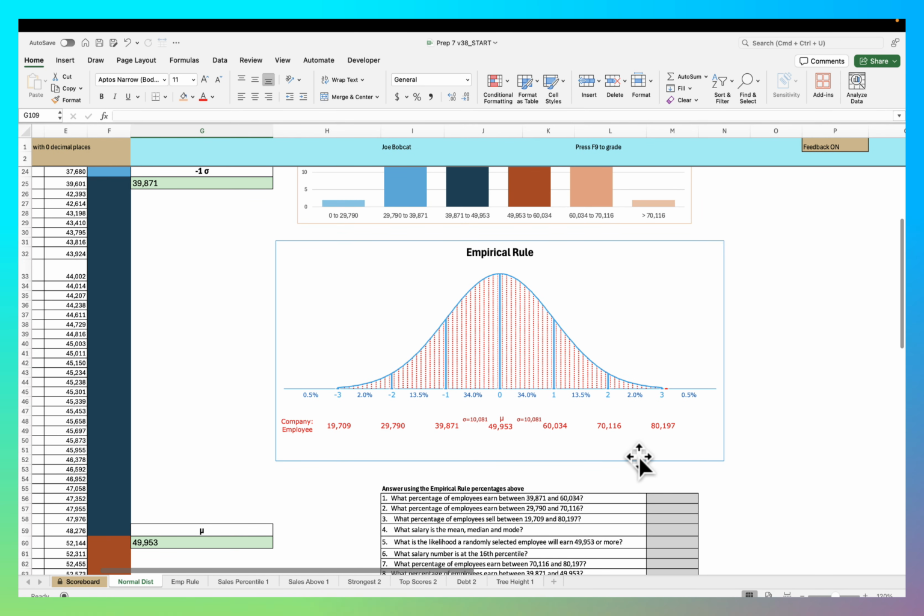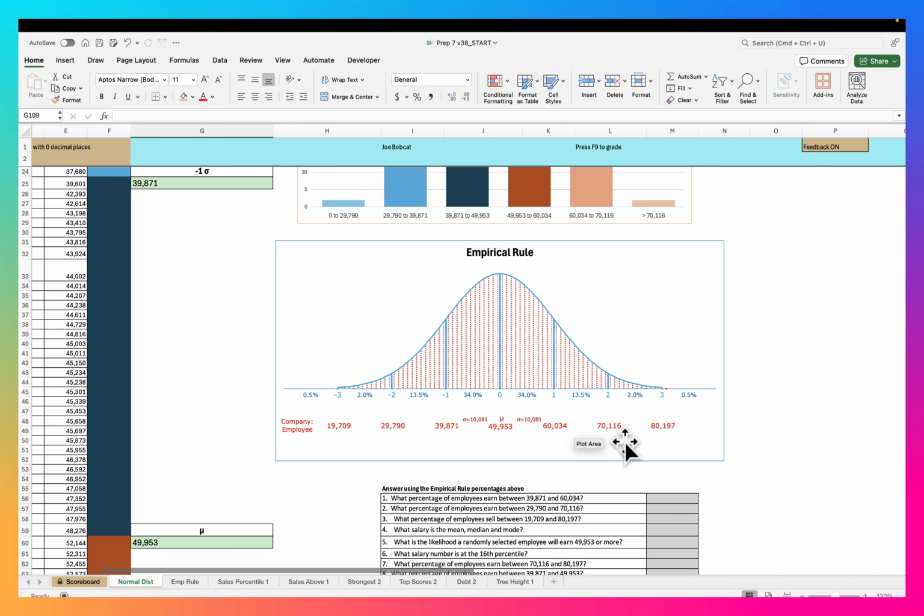So let's look at the normal distribution. The mean, again, is 49,953. That came out of the problem. Standard deviation is 10,081. And so I'm simply repeating these exact same gaps that we had here. If I add 10,000, I get to about 60,000, add another 10,000, get to 70, add another 10,000, get to 80. Subtract 10,000, I'm down at 40, subtract another 10,000, 30, another 10,000, 20. These numbers don't come out exactly, but you get the idea.